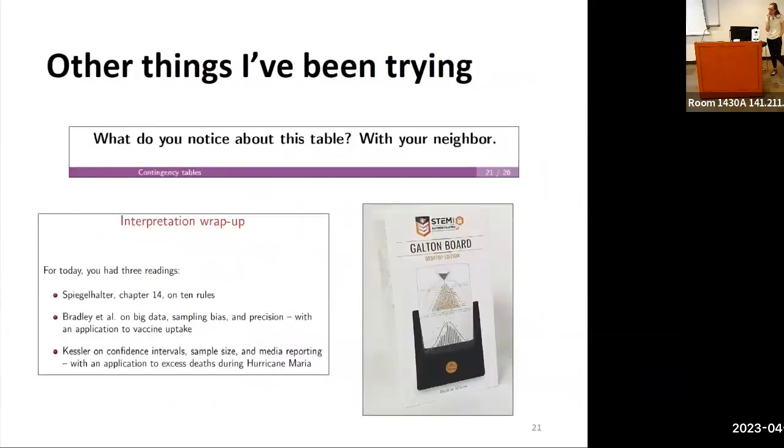Other things I have been trying, minor points, I'll throw up tables or figures and then say, what do you notice about this table? Talk with your neighbor. Sometimes I'll have people write it down and pass it in, and I'll use that for participation points.